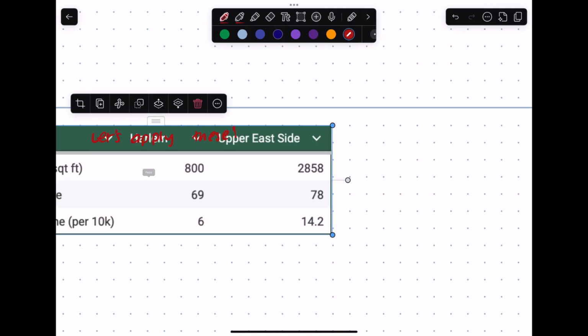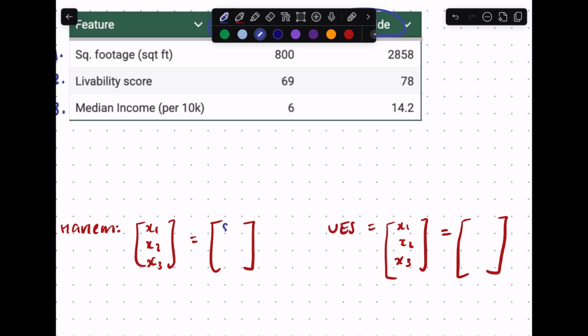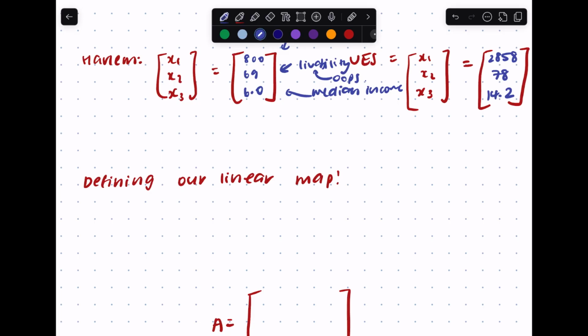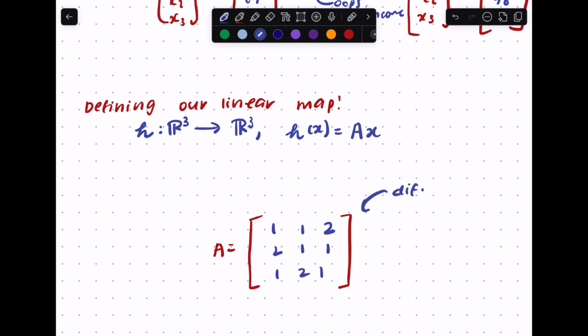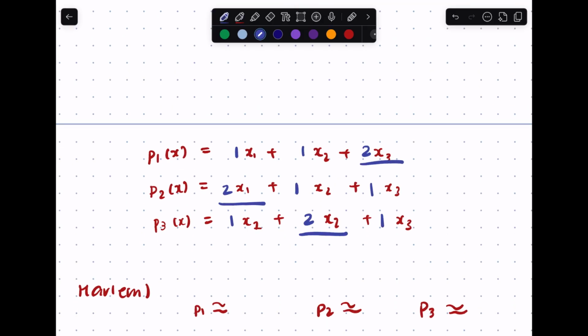Now let's apply that idea to Central Harlem and the Upper East Side using three real estate features from a 2025 New York City dataset. Each neighborhood becomes a vector in R3, with each variable representing the square footage, livability score, and median income respectively. Onto defining our linear map, H maps a three-dimensional vector space onto another three-dimensional vector space and is defined by multiplying the matrix A containing the different weights that will be assigned to the pricing indicators stored in the vector X. So P1 weights income a bit more, P2 leans hardest on square footage, and P3 gives extra emphasis to livability. After plugging in the numbers, we get the following values.